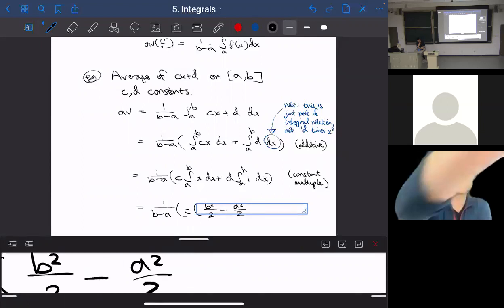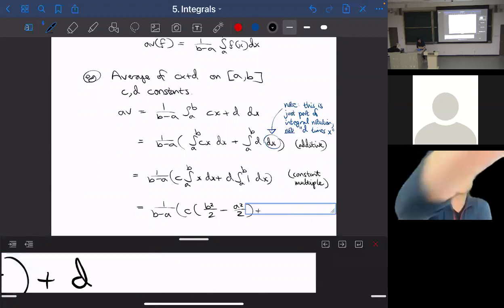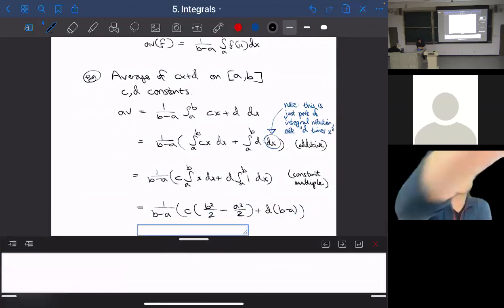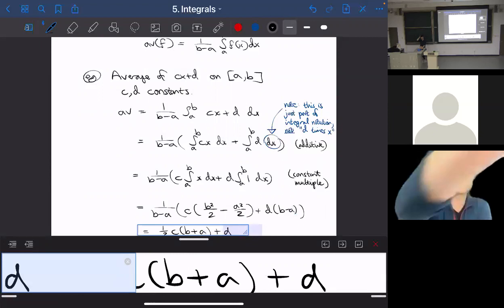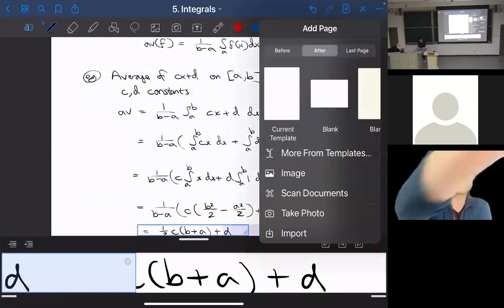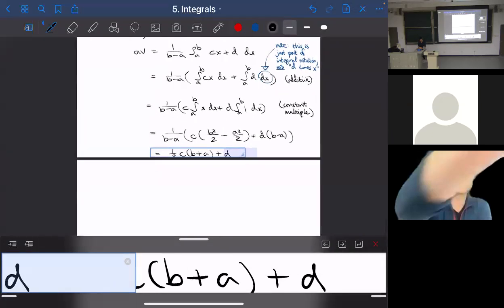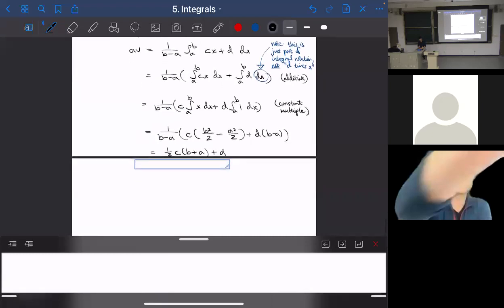Okay, so using the results above, I get this, and I can simplify that. What do I get? I get half c times b plus a, plus d. Okay, so now let's just check that answer. So check.